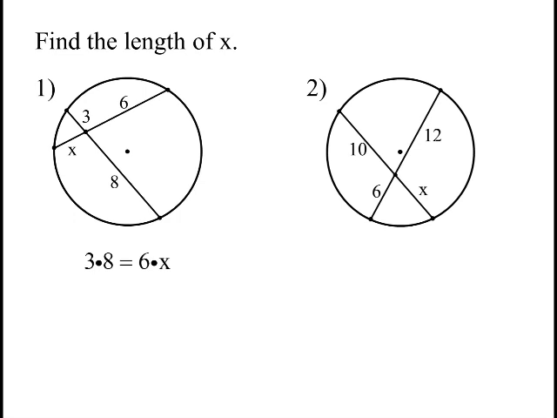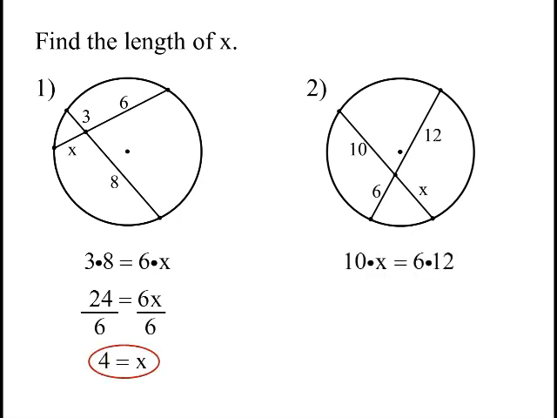Obviously 3 times 8 is going to equal 6 times x, so x is going to be 4 in this case. Over here in problem number 2, 10 times x is going to equal 6 times 12, so x comes out to be 7.2.